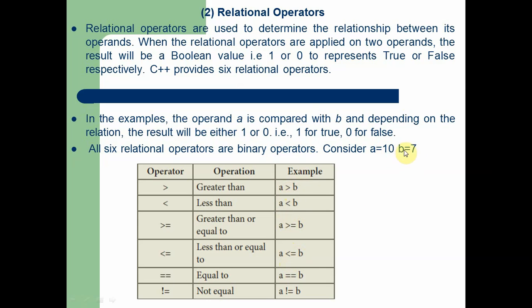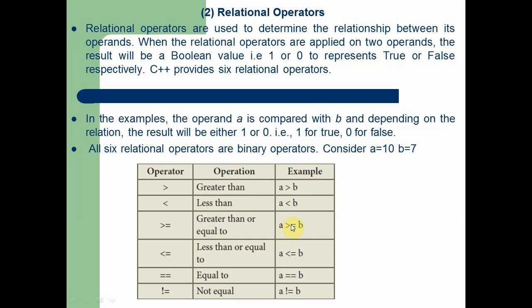Consider the value of a is 10 and b is 7. As per this expression, what is the result? 10 greater than 7. True or false? Of course true, because a is greater than b. Coming to the next expression, a less than b: the value of a is 10, the value of b is 7, so 10 less than 7? No, of course not. 10 is not less than 7. So the result is false. Next one, a greater than or equal to b. Of course a is greater than or equal to b, because 10 is greater than 7.